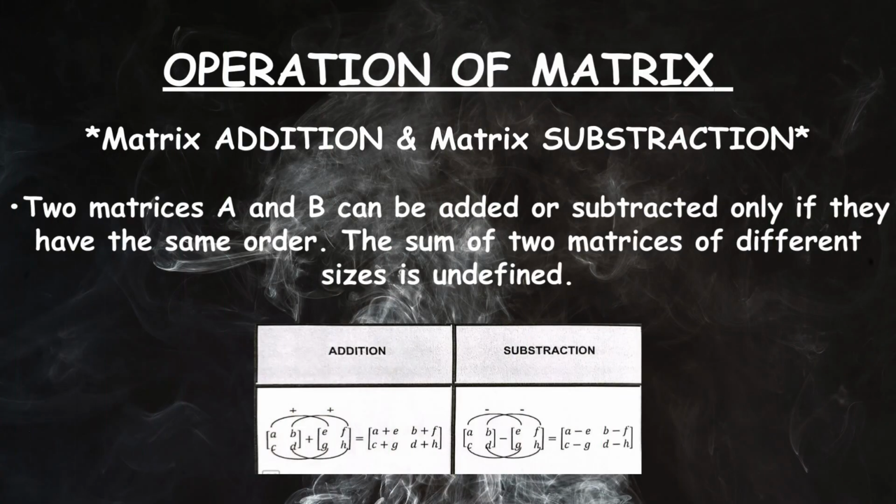Operation of matrix. Matrix addition and matrix subtraction. 2 matrices A and B can be added or subtracted only if they have the same order. The sum of 2 matrices of different size is undefined. If you can look over there, we have put a picture showing the difference of addition and subtraction.